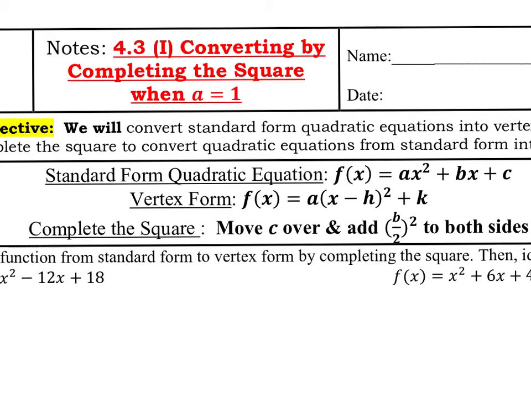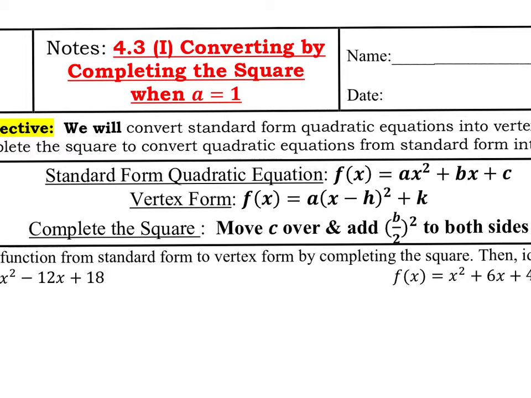In this video, I'm going to go over how to convert a quadratic equation that is in standard form into vertex form by completing the square. And in all my examples, the a value, the coefficient in front of the x squared, is going to be 1.